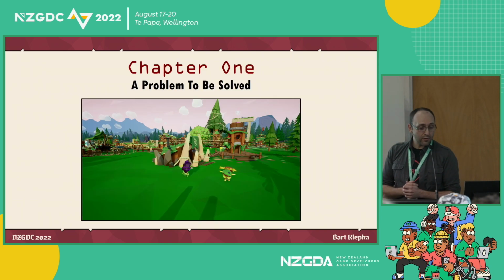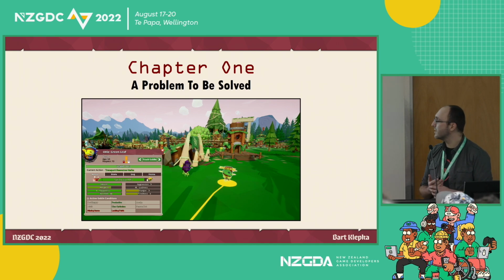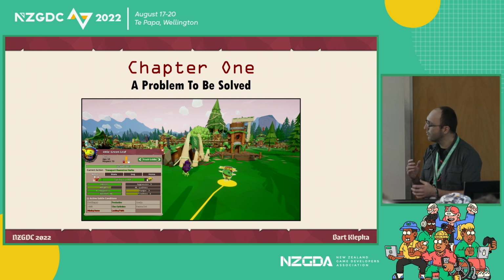Right, so why create a new spoken language? Was I trying to solve a problem? Yes, I was. The problem I found was that when you select a goblin in our game, a lot of information is presented to you as a player. And it could take a little while to figure out exactly what you're looking for, or what the important details are. As an example, this is Ollie Greenleaf.